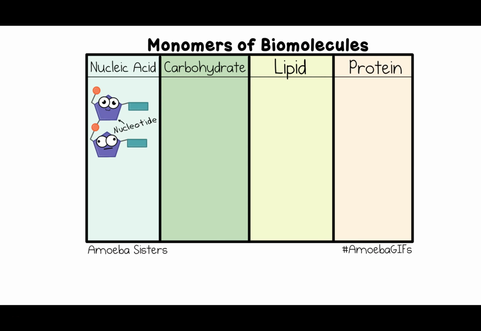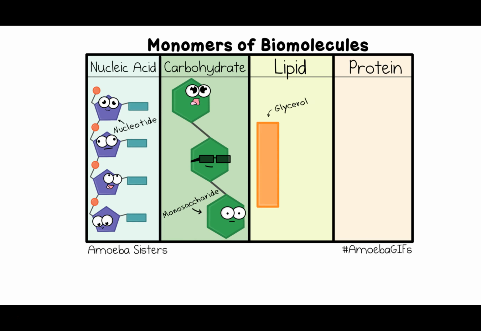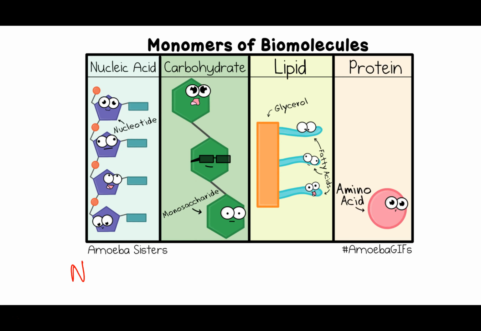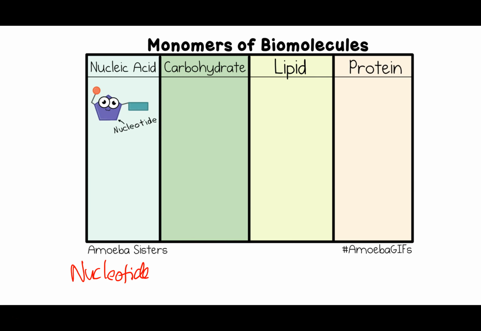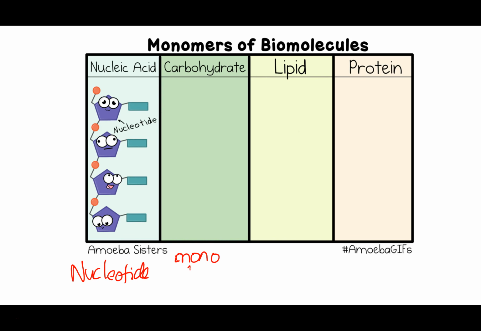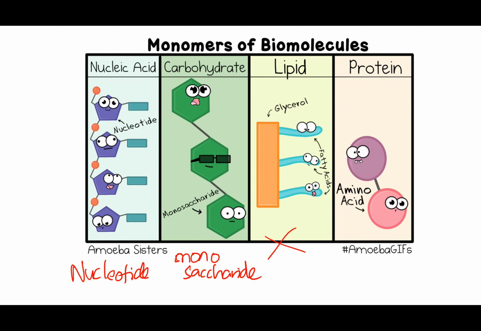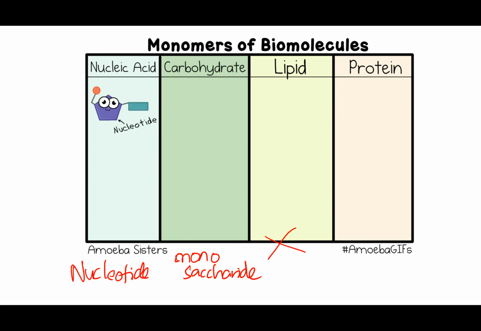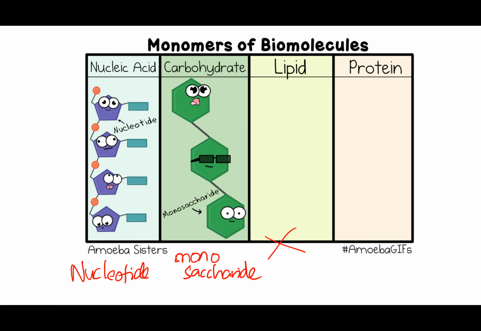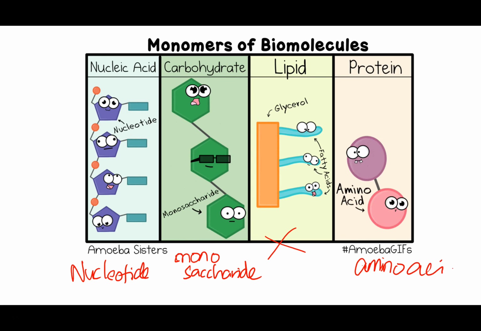Okay, monomers of biomolecules. We learned this already. So the nucleic acids monomer is nucleotide. The carbohydrates monomer is monosaccharide. So basically your glucose. Lipid doesn't really have a monomer, but it is made of fatty acids and glycerol for triglyceride. And then for protein, the monomer is amino acid.